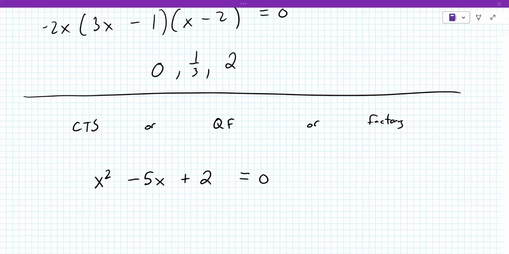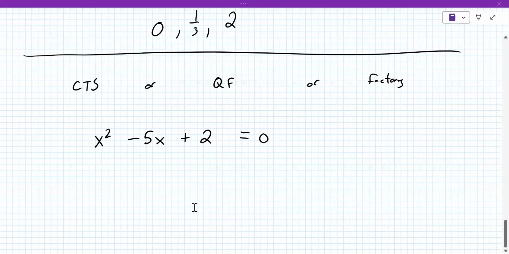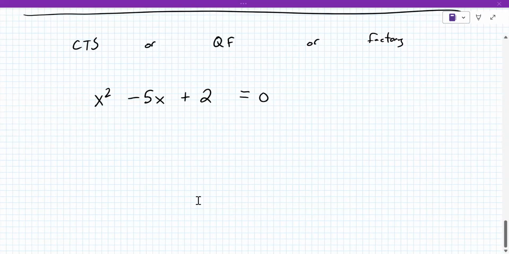That's good that you can see that. And then I wonder if completing the square would be better. Completing the square introduces a fraction. Yeah, I'll do quadratic formula. So that's 5 plus or minus the square root of 25 minus 8, over 2. 5 plus or minus the square root of 17 over 2. So that's 5 halves plus or minus the square root of 17 over 2. That's the exact answer.